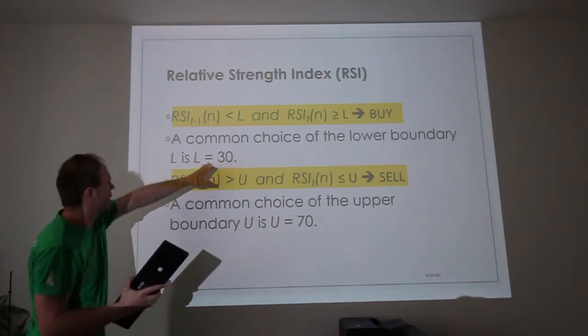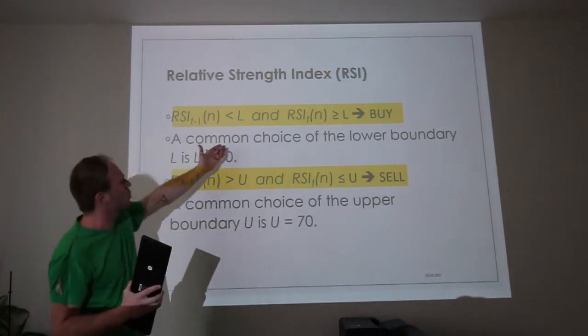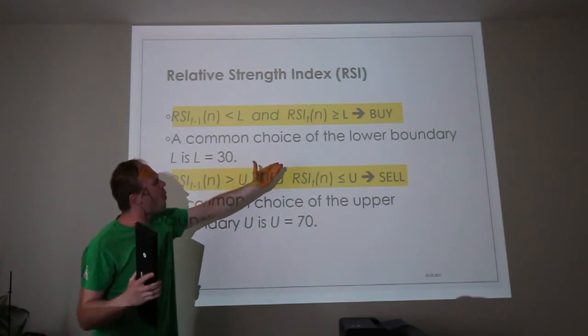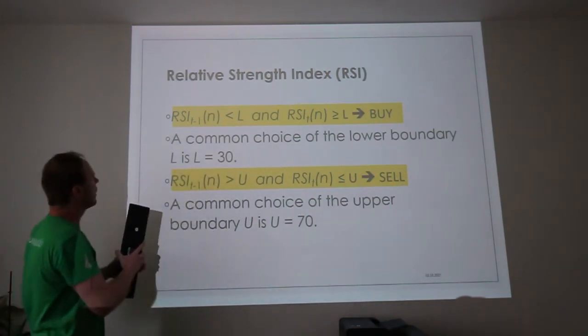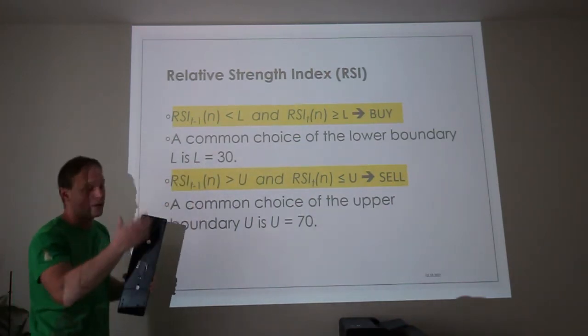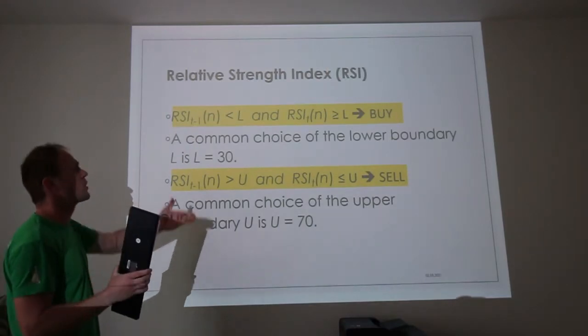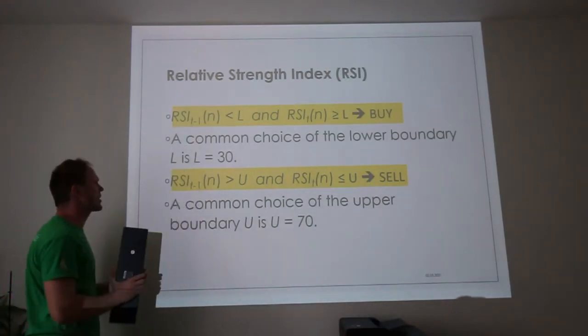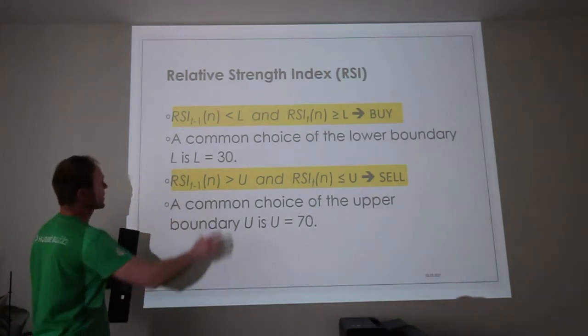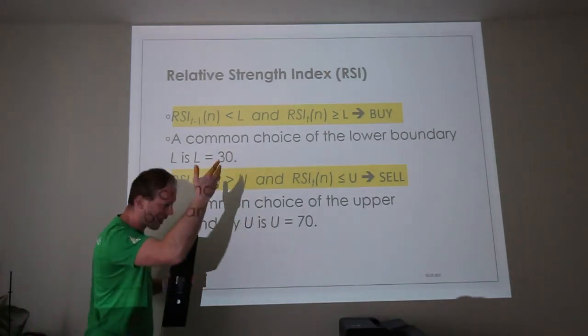L is described here as a common choice of the lower boundary. L is a constant set at the value 30. A common choice of the lower boundary.